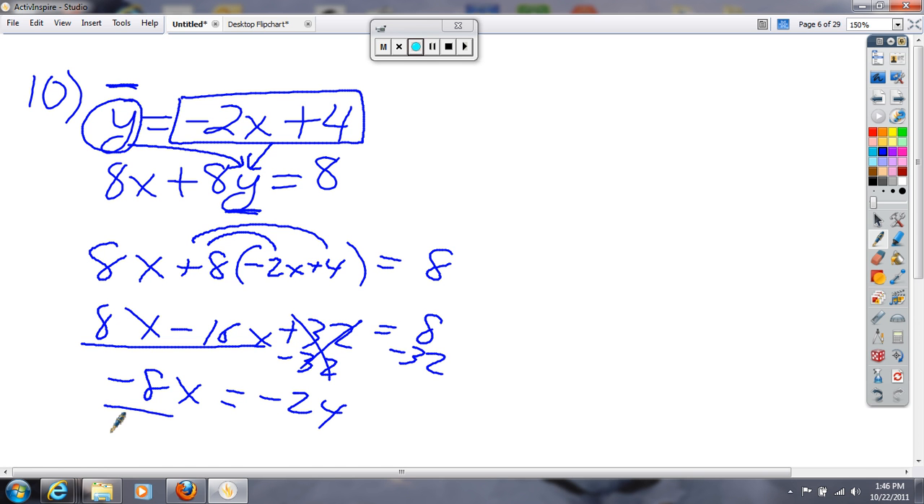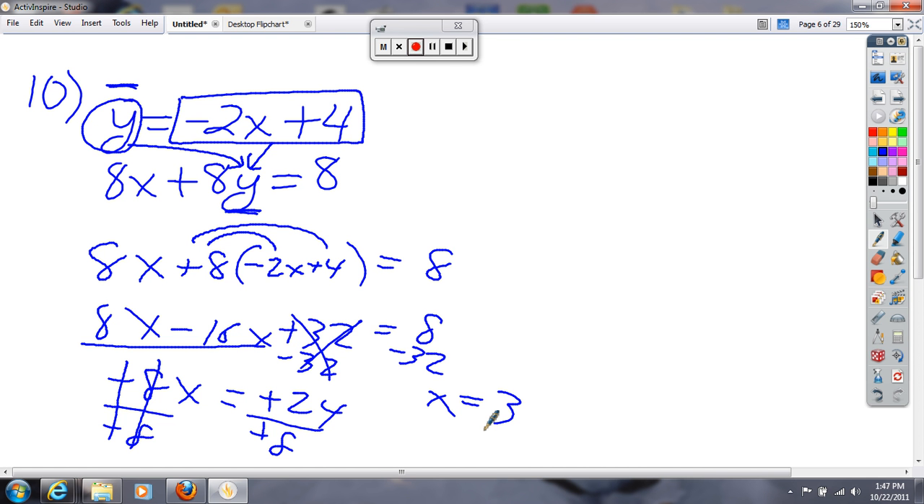Then I divide by negative 8. The negatives in front of the 8 cancel. The 8's themselves cancel. The negatives in the fraction in front of 24 and 8, they cancel. Negative over negative always cancels. And x ends up being equal to 24 divided by 8, which is 3.